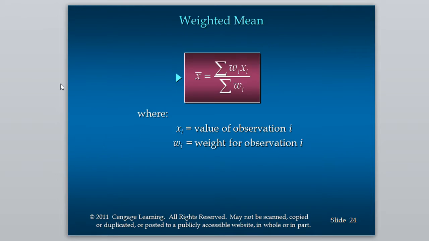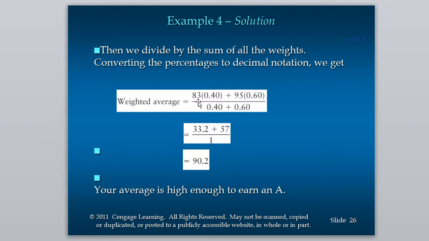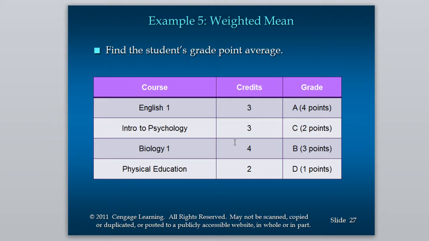So going back to this, the weight times the score. The weight times the score, right? So which one's the weight? 40%, 60%, that's the weight. What's the score? 83, 95, these are the scores. So the score x times the weight, plus x times the weight, over sigma weight, adding all the weights. Then if you calculate that, you have 90.2, which is above 90, so you end up getting an A for that course, right?